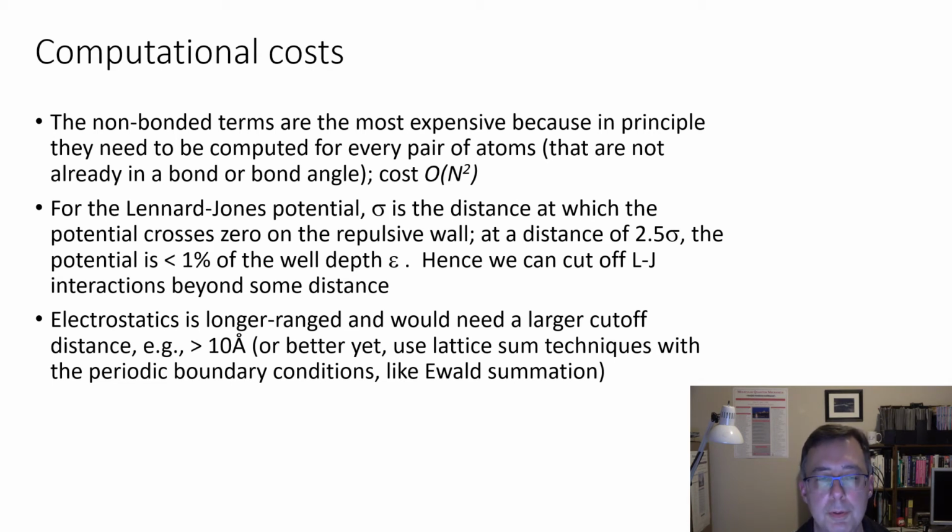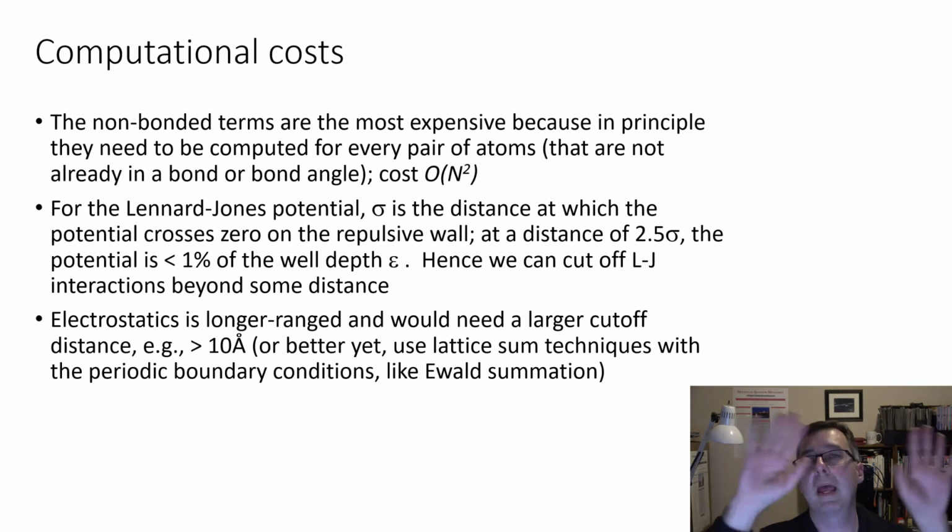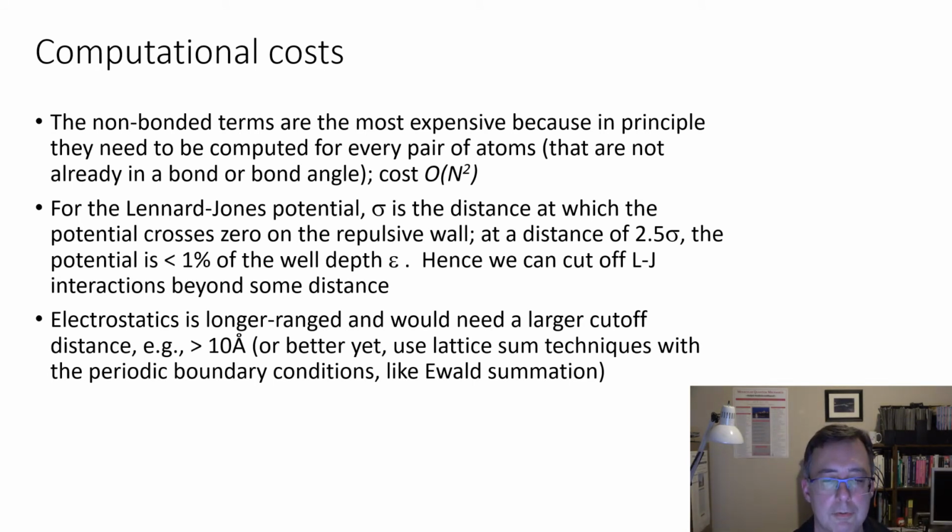Now, for the Lennard-Jones potential in particular, if you call sigma the distance at which the potential crosses zero on the repulsive wall, then at a distance of 2.5 sigma for the Lennard-Jones potential, the potential energy is less than 1% of the well depth epsilon. So you could cut things off essentially at that distance or a little bit bigger distance, and you're not making much of an error. So you can not literally compute the Lennard-Jones for every pair of atoms, but you could go out to some distance and say beyond that, I don't really need it because I'm making minimal errors.